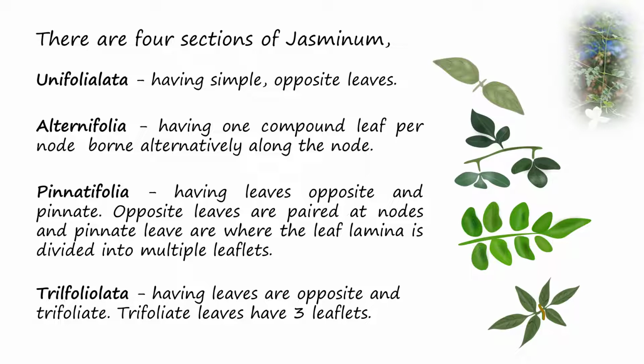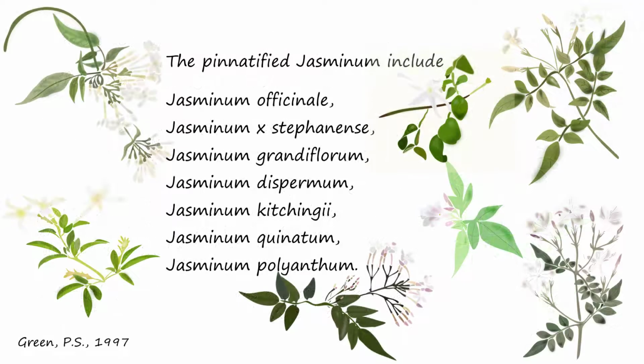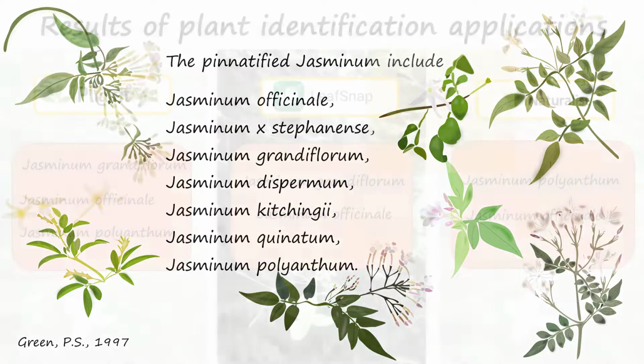Compound leaves have blades with 2 or more leaflets, and pinnate leaves are where the leaf lamina is divided into multiple leaflets. Since the sample to be identified has pinnate leaves, the search was restricted to this section of jasmines, which, based on the reference, included Jasminum officinale, Jasminum grandiflorum, Jasminum stephanense, Jasminum dispermum, Jasminum kitchingii, Jasminum quinatum, and Jasminum polyanthum.